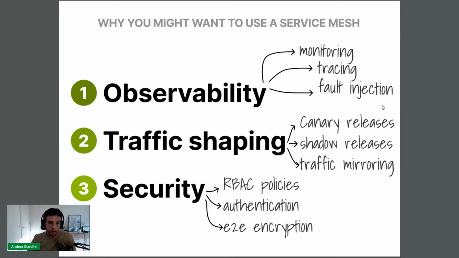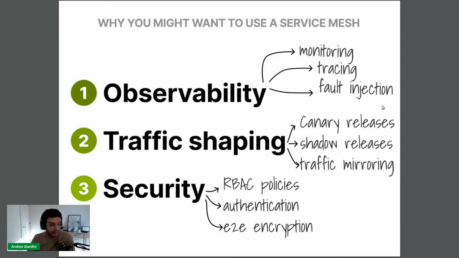Then, traffic shaping. We've seen it clearly today. It's possible, in particular, using this custom resource definition called the traffic split to shape the traffic flowing in our cluster in a super easy way. So today we talked about Canary releases, but of course, in case you want to do something like shadow releases or traffic mirroring and so on, this is all possible using NGINX Service Mesh.